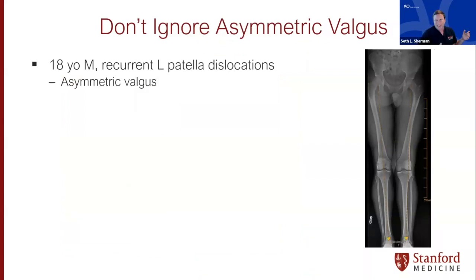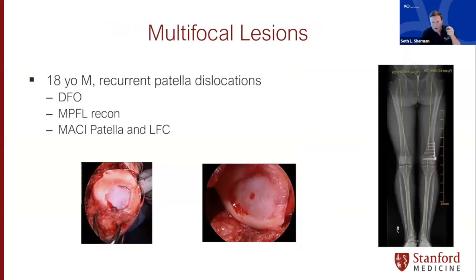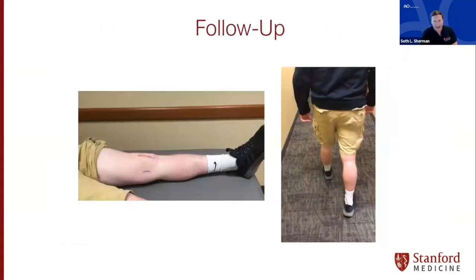Other things like extremes of valgus, that's important. And you have a kid like this who has asymmetry of valgus, patella and lateral sided problems in cartilage, trochlear dysplasia. You can again be thoughtful about it. You can treat the cartilage. You can do the realignment osteotomy to correct his valgus to neutral. And then you can do your soft tissue balancing with the MPFL and on the lateral side.